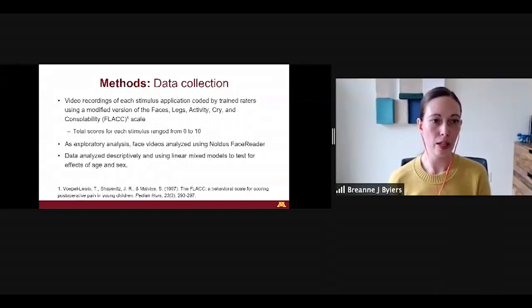So as with the other studies, we recorded all of the stimulus applications, and those applications were coded by trained raters. Now we're using a modified version of the FLACC scale, which is a fairly widely used pediatric pain scale that we have modified for this purpose. As an exploratory analysis, we also ran all of the videos through Noldus FaceReader software, which is commercially available software that provides positive and negative affective scores for facial affect.